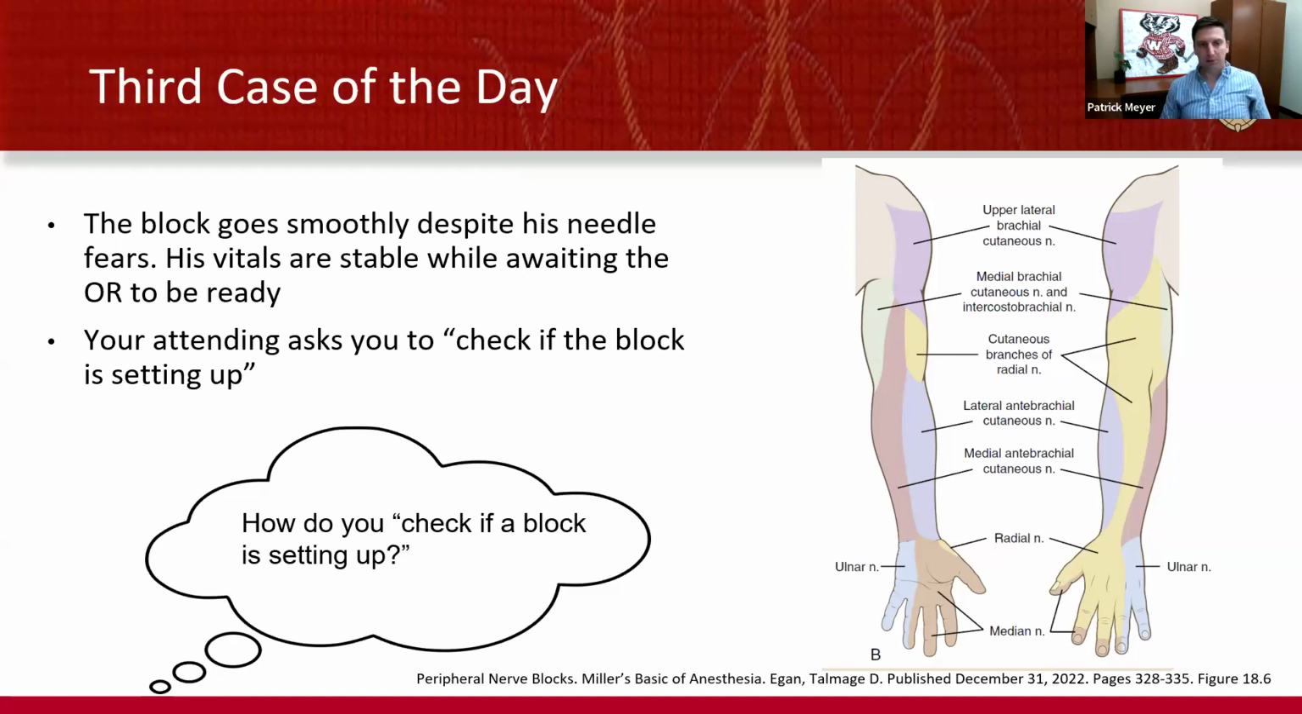Yeah, so you could use pinprick. So if they can feel pain from the pin, obviously not working. There's something else we can use that works too, especially if you don't want to hurt someone. You're not sure if it's working. I mean, this is your first block. We don't want to start cutting people yet. We got to make sure that we think that this is in. Muscle tone. So motor block is a good sign that probably you're going to get a sensory block too. So motor block's a good indication that your block is setting up.